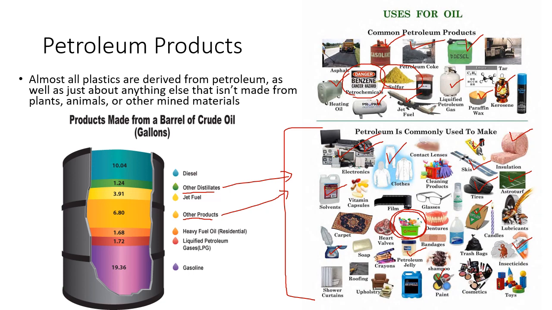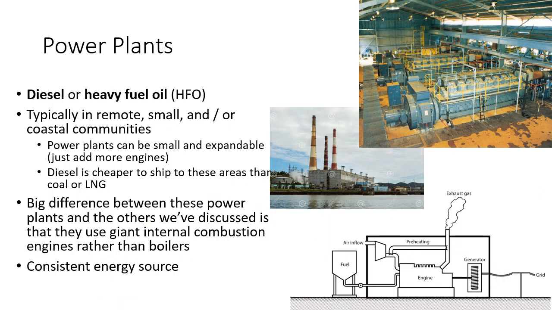As it says in the bullet point, if it isn't obviously made from a plant, animal, or other mined material, chances are it's coming from crude oil. But since this is the energy unit, let's talk about how we can use it a little bit more in depth. So one is power plants.